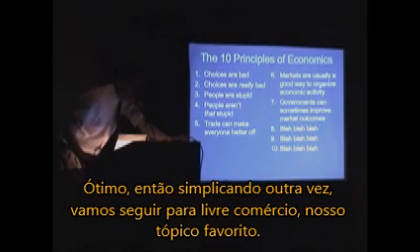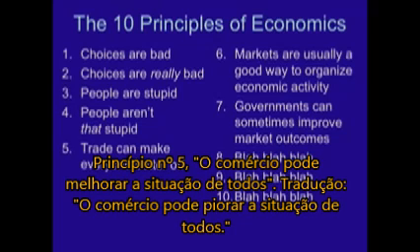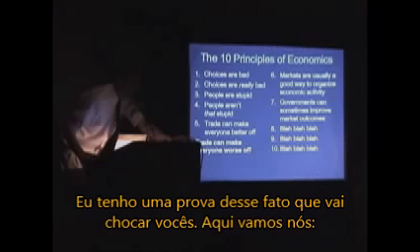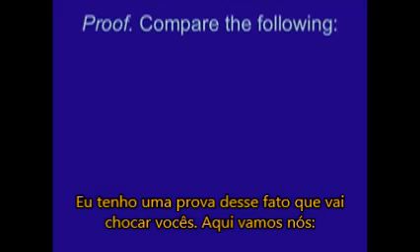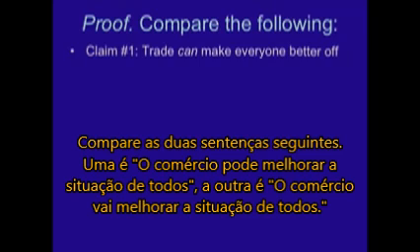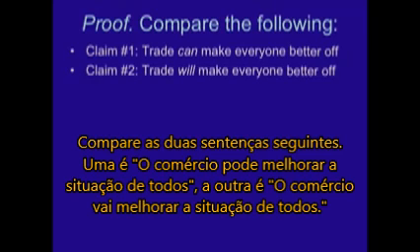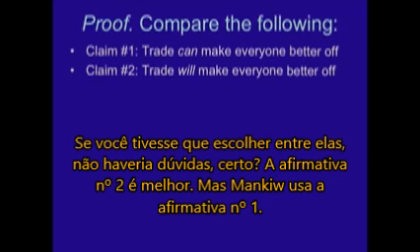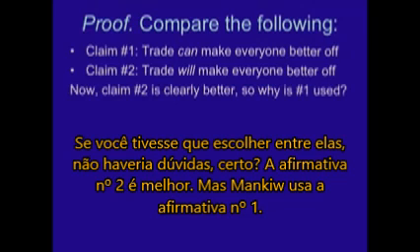Great, so simplifying again, let's move on to free trade, our favorite topic. Principle 5, trade can make everyone better off. Translation, trade can make everyone worse off. I have a proof that will blow your mind of this fact. Here we go. Compare the following 2 statements. One is trade can make everyone better off. The other is trade will make everyone better off. If you had to choose between those, it's no contest, right? Claim number 2 is better.